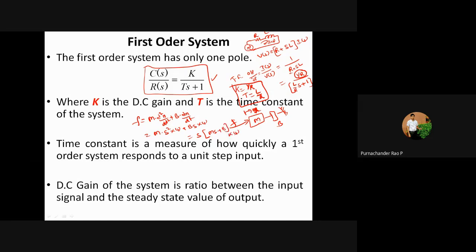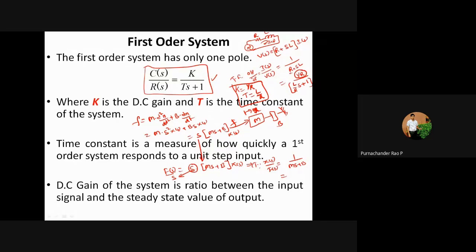Here I will represent the system like this: F of s is equal to s into (ms plus b) into X of s. So your transfer function is X of s by F of s, where F of s is your input. So this is going to be 1 by (ms plus b).